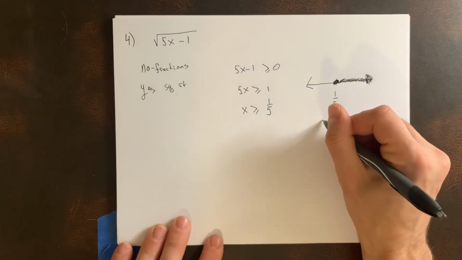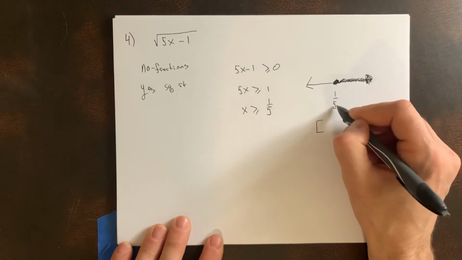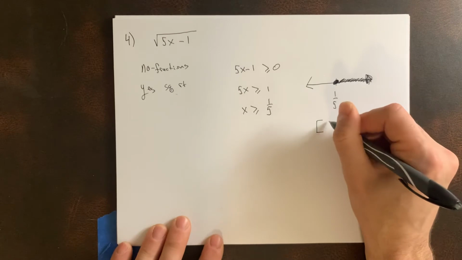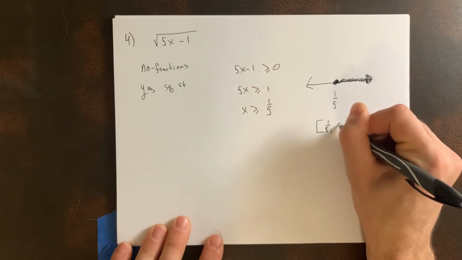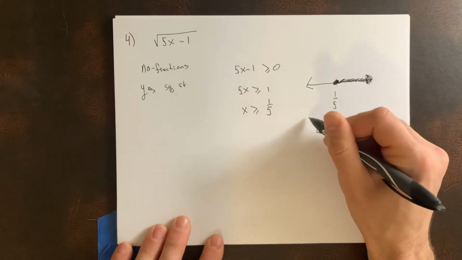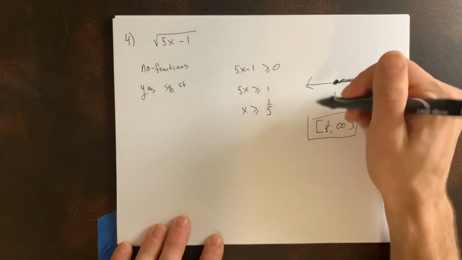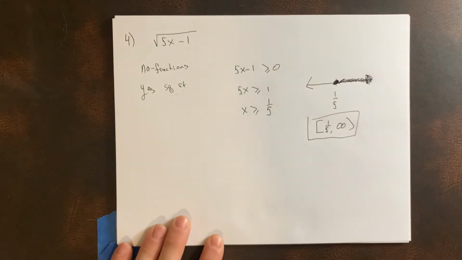And then if we put this into an interval, we have a bracket on the 1 over 5 because there's a closed dot here. So we're going to have 1 over 5 all the way up to infinity. So these two answers are the graph and the interval.